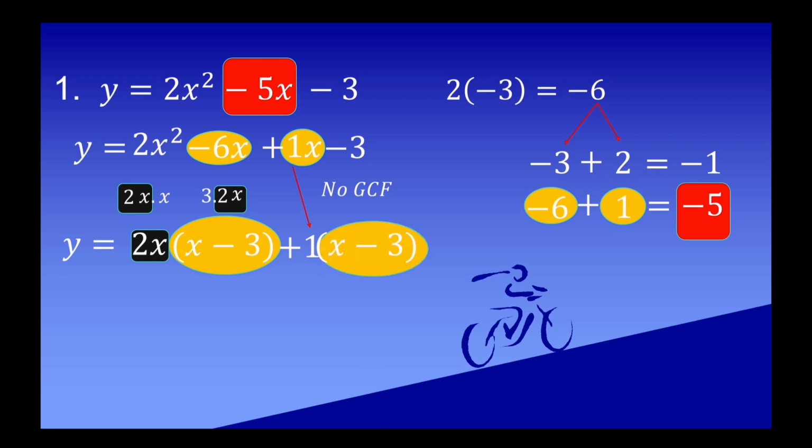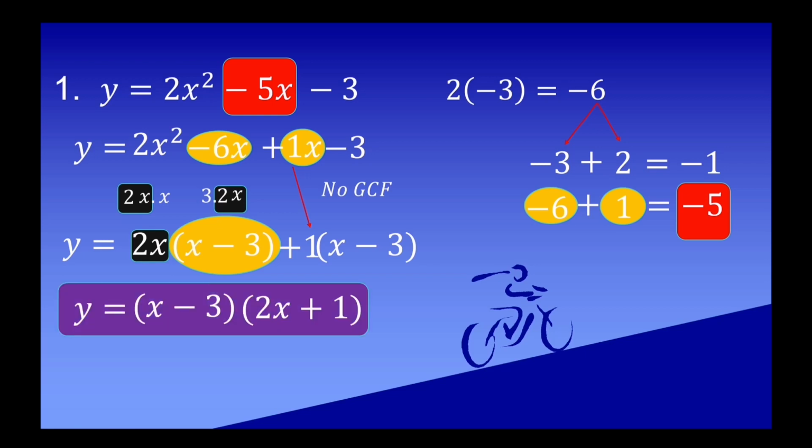Since we have here a common factor, that is x minus 3, bring down x minus 3, then copy the remaining terms, that is 2x and 1. So that is the value of y. Y is equal to a quantity of x minus 3 multiplied by 2x plus 1. So that would be our factored form of y is equal to 2x squared minus 5x minus 3.